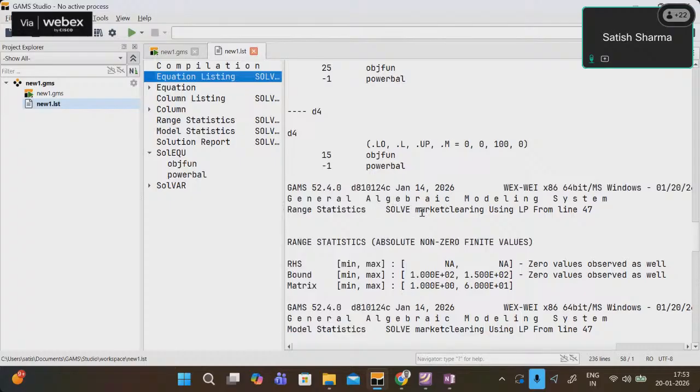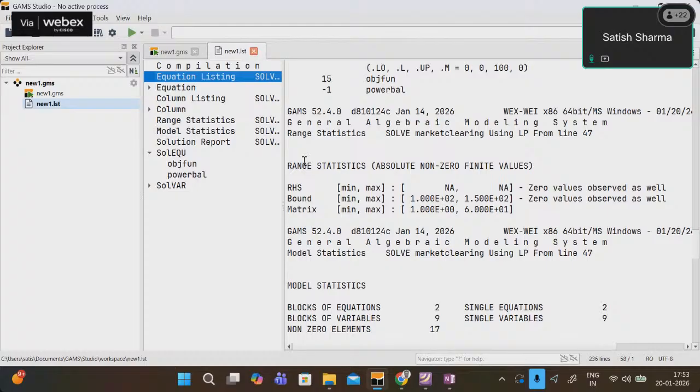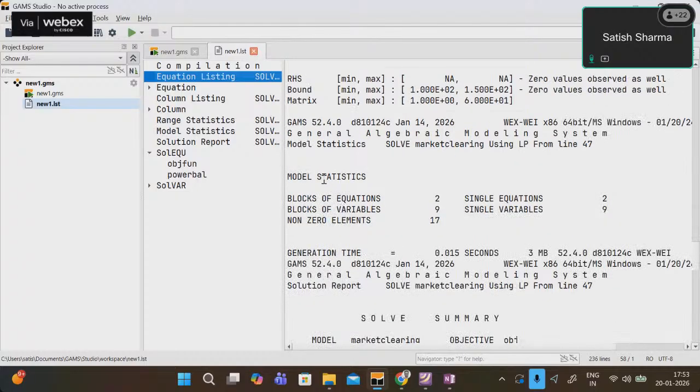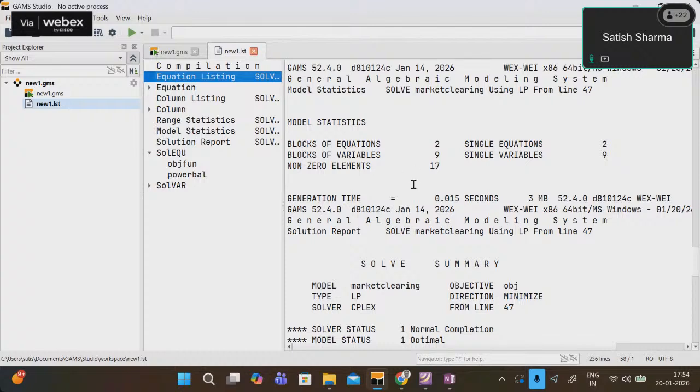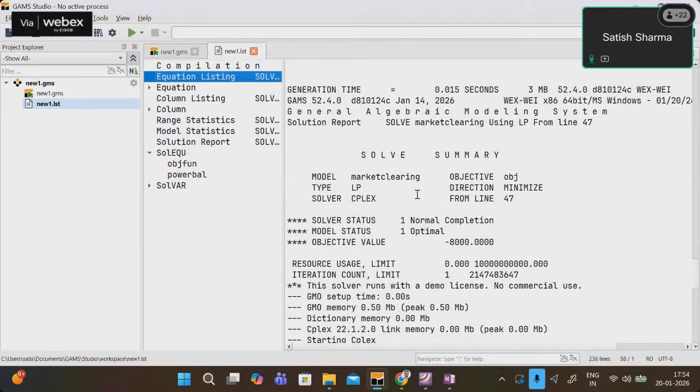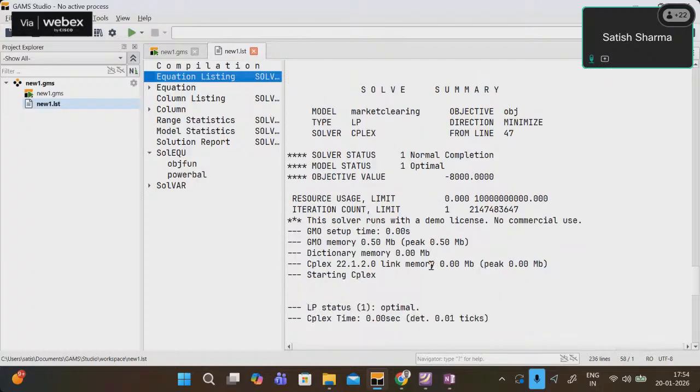Then again this will convert it into something and solve it. It will provide different data, like how many equations are there. Two equations are there, the number of variables is 9, single variables are 9, and non-zero entries are basically 17. This is the entire data sheet of the different parameters, variables and equations. Then it will provide you a solve summary: which model is being used, what the solver status is, and whether the solution is optimal or not. Everything is provided here.